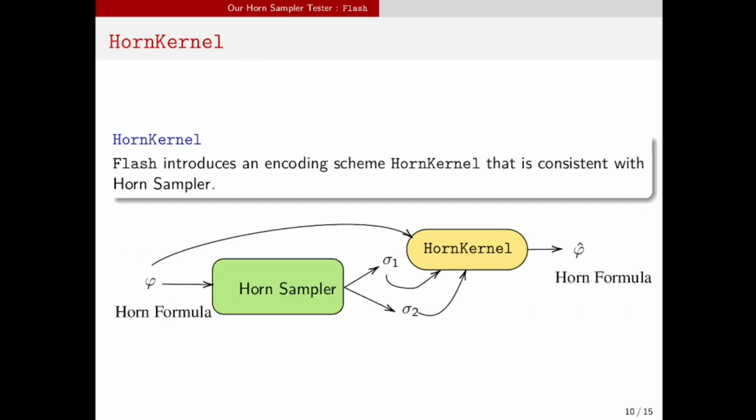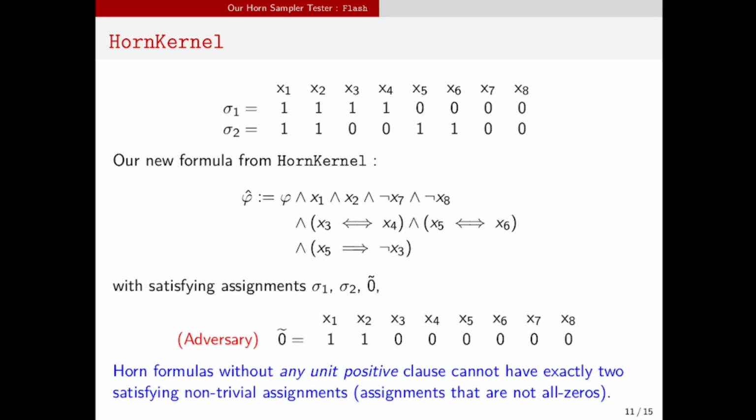So we designed a conditioning process which is Horn consistent. That is, the formula that is generated by this encoding scheme, called Horn kernel, is a Horn formula. But there lies a small problem.